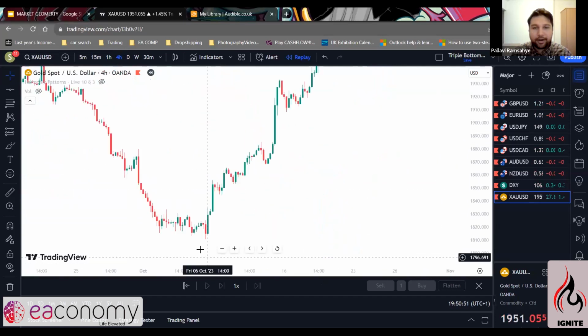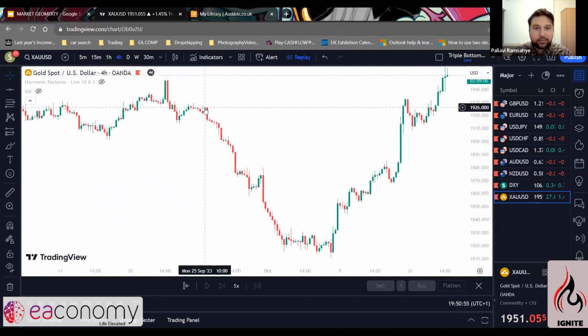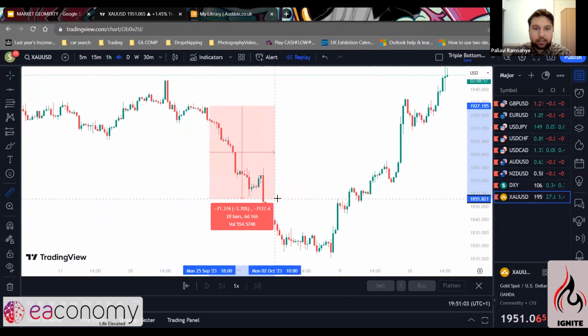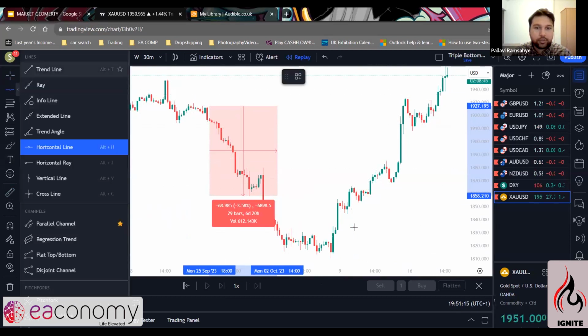Okay, that looks a lot better actually. So you've got the impulsive move here. Let's have a look. So let's place the ruler. So 50% again, it's not broken from this retracement. Let's draw the lines. So we need the trend lines.